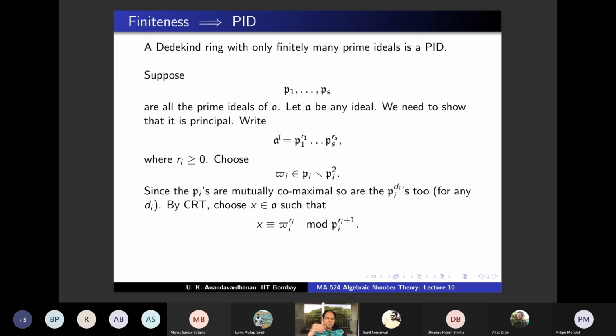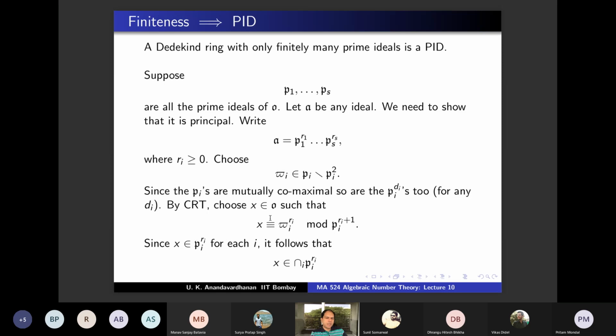Okay. So you want to also take a guess how the proof should go? You take the ideal generated by X and show that it is equal to A. But we are in a Dedekind domain. So what will you do? Take the ideal generated by X and do what? Any ideal is a product of primes, right? So write the prime factorization for that ideal. It will also involve only P1, etc., PS because these are all the primes. There's no other prime.